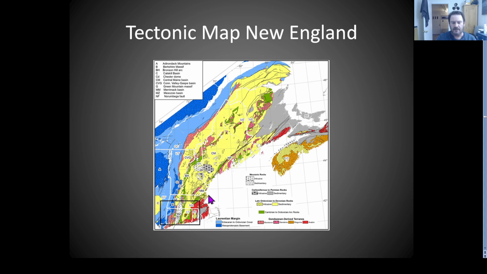And again, got some Avalon terrane here. And this is all Gander terrane. This is the guts of New England, Maine, New Hampshire, and it's all volcanic sediments and ash and silts. So it's just a mishmash of everything.